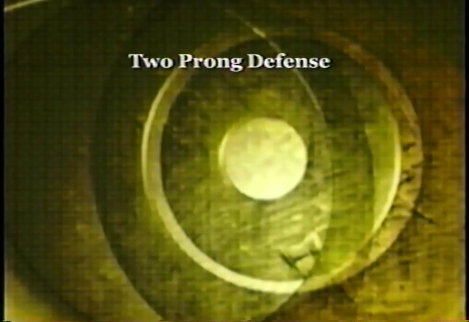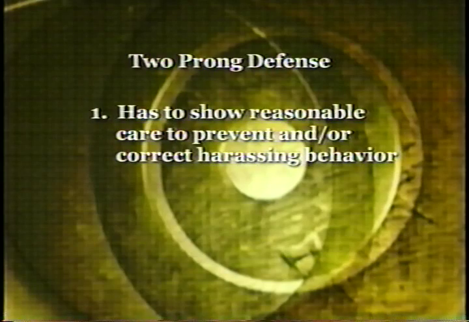two-prong affirmative defense. First, the employer has to show that it exercised reasonable care to prevent and to promptly correct sexually harassing behavior. This usually means it had an effective anti-sex harassment policy that it made well known to employees, and that it effectively implemented that policy in response to the reported harassment.